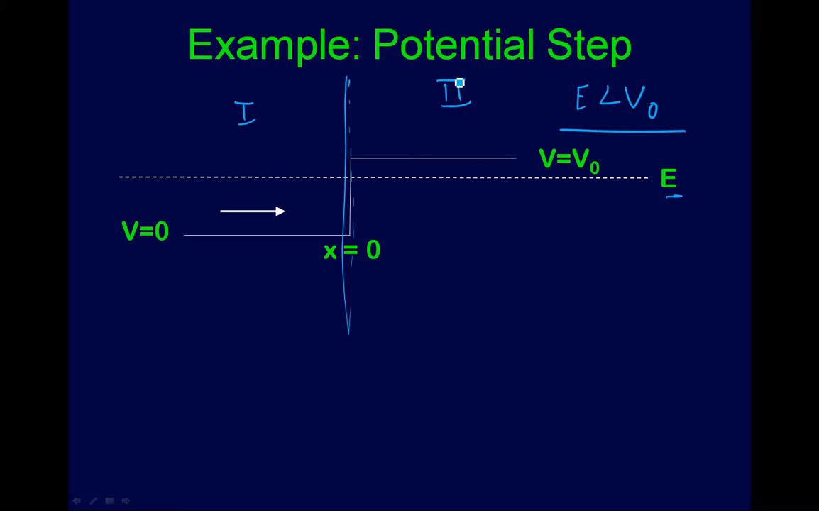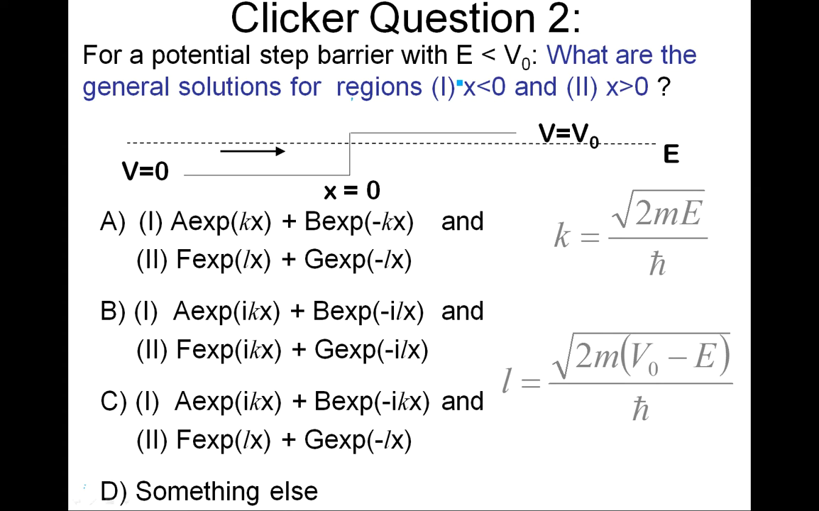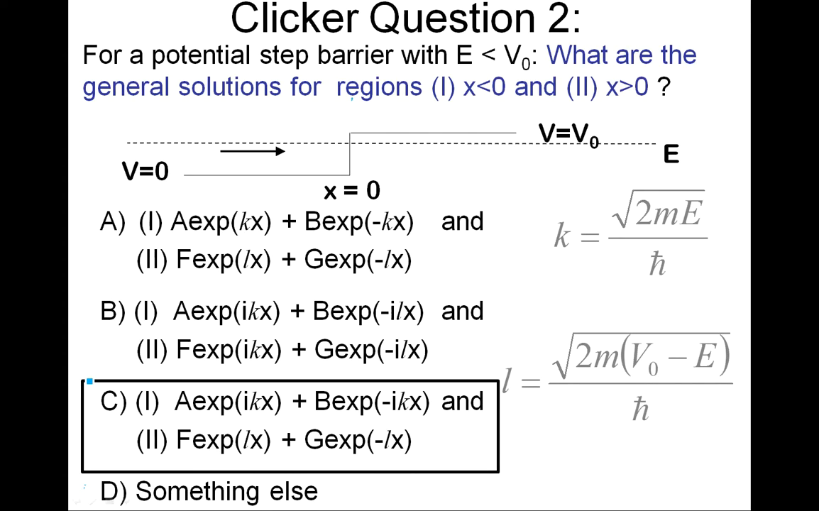Our second step is to write down the general solution of the time-independent Schrodinger equation. And so that is this clicker question here. So please pause and take a second to do this, and we'll talk about this. Okay, hopefully you got C.